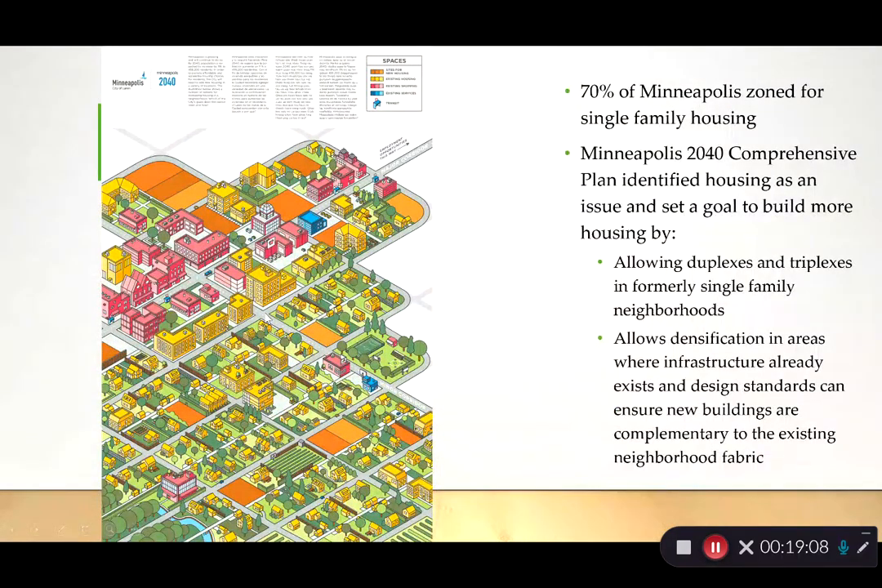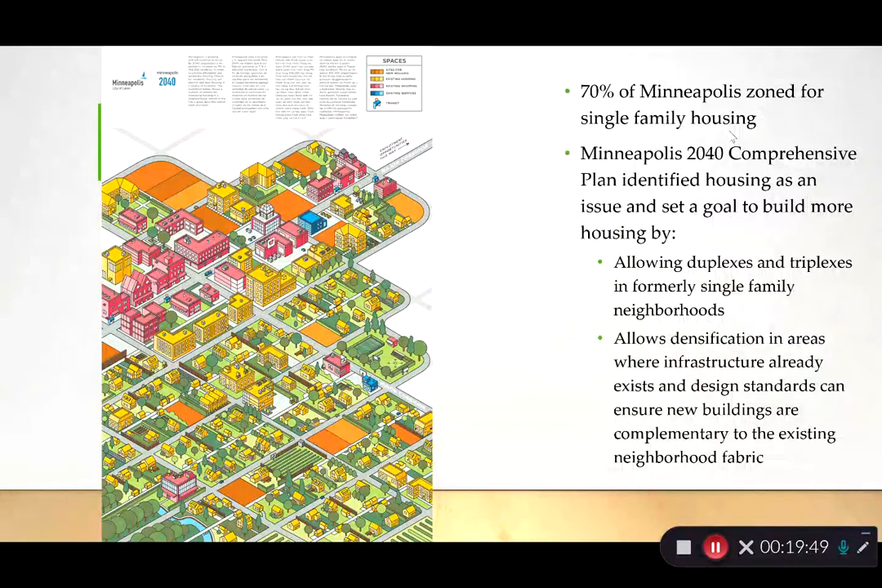So Minneapolis is a city that has taken strides to address housing affordability through their zoning code. About 70% of Minneapolis is currently zoned for single family housing, your typical suburban style, one house, one lot on forever. So 70% of the entire city of Minneapolis is zoned for single family. In their 2040 comprehensive plan, the city identified housing as a goal and a challenge, to provide for more housing, more affordable housing. As the city is growing, that's become a challenge that they've recognized.